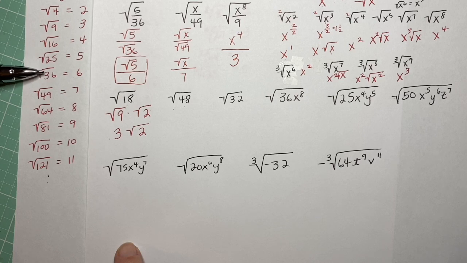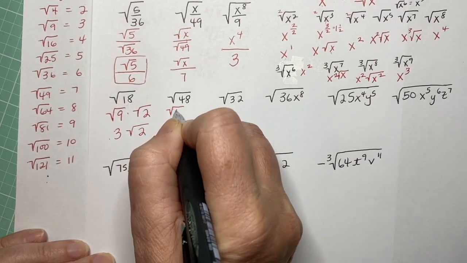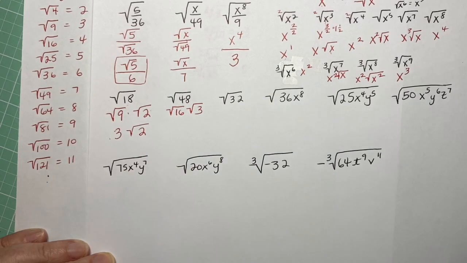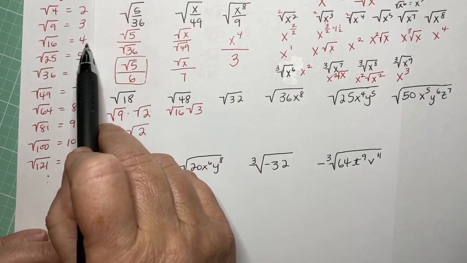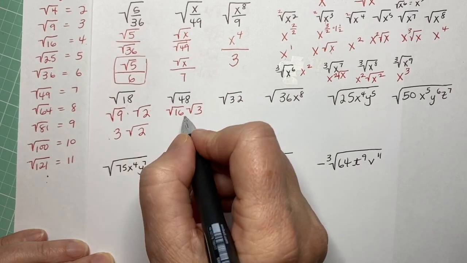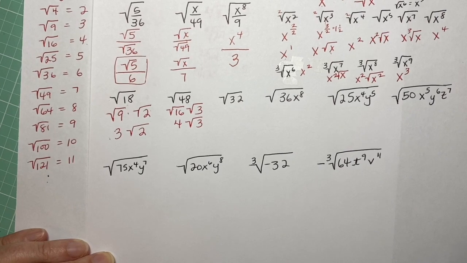36 won't go into 48, 25 won't go into 48, but 16 will. You want the biggest number that will go into 48. So this would break up to be 16 times 3. The square root of 16, we picked that because we know the answer is 4. So the square root of 16 is 4. We've got a square root of 3.